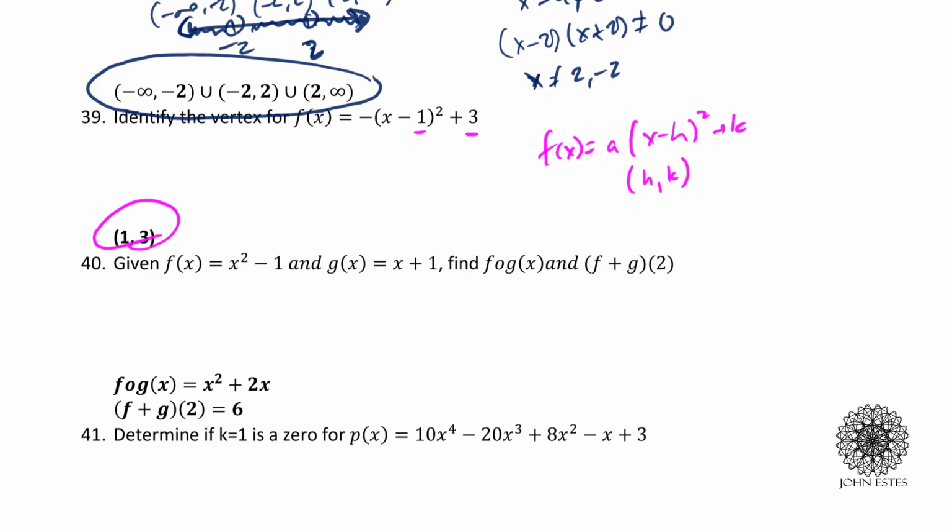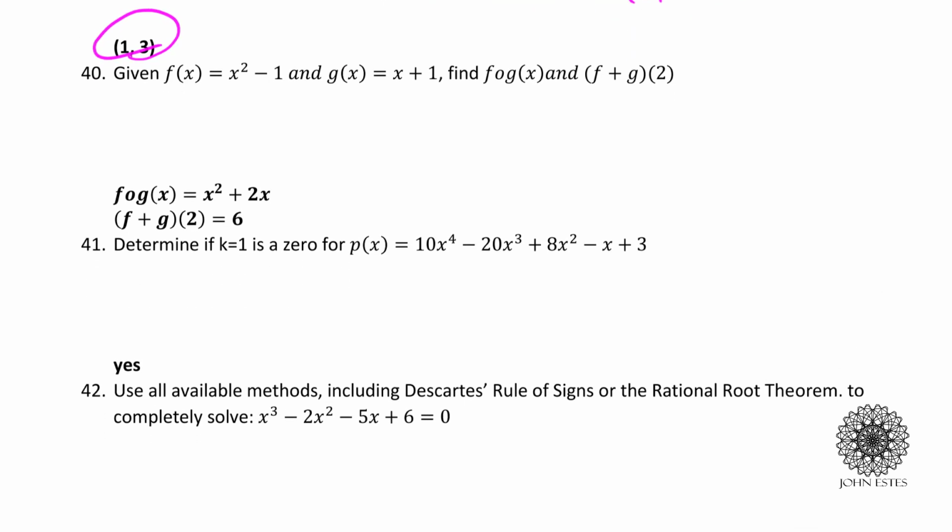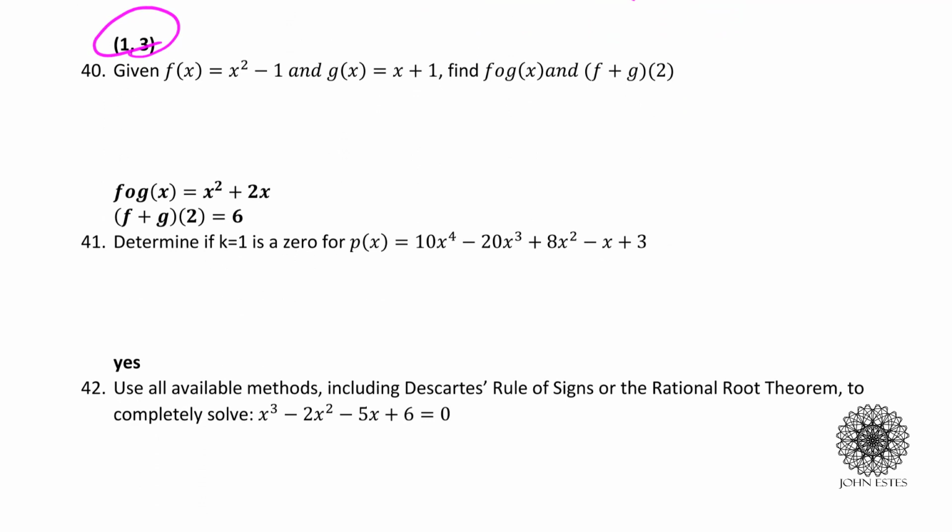There it is. All right, number 40, I have f of x equals x squared minus 1, and g of x equals x plus 1. I want to know a couple things.